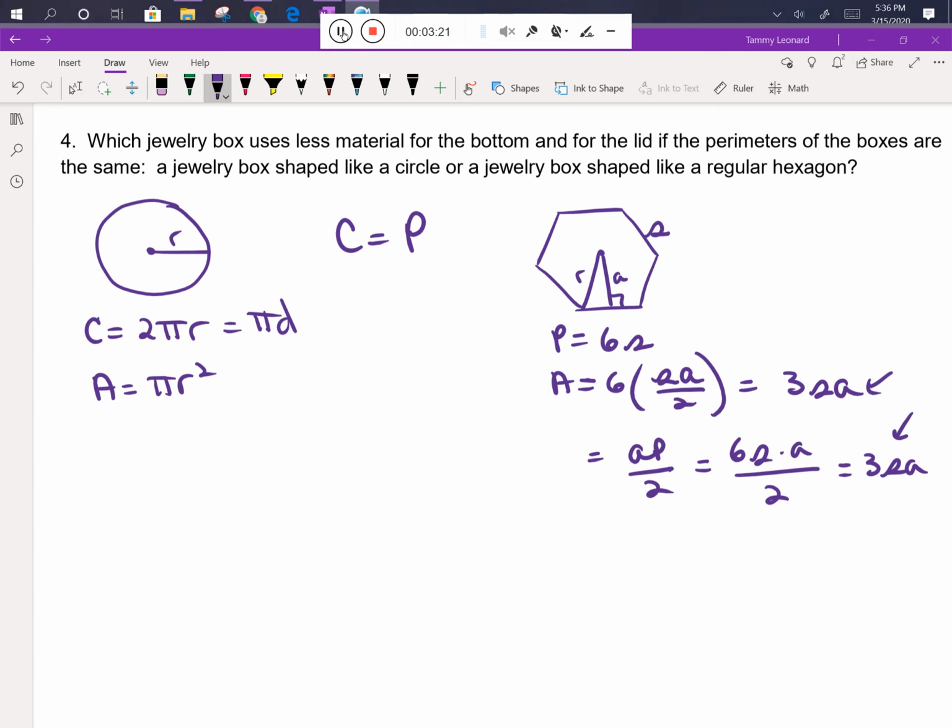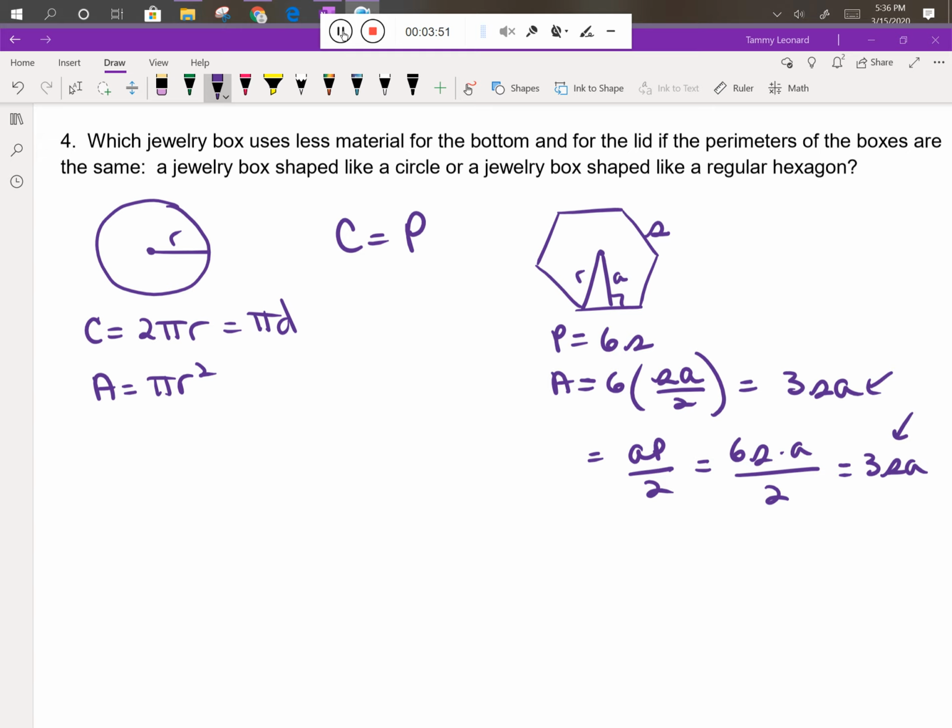Now, here's the challenge. I've got an area formula for the circle, pi r squared. I've got an area formula for my hexagon, 3 times the side times the apothem. The problem is those are all different variables. I can't say which one would use more or less material with the current things laid out in front of me. But what I do know is that the circumference of that circle is equal to the perimeter of that hexagon.